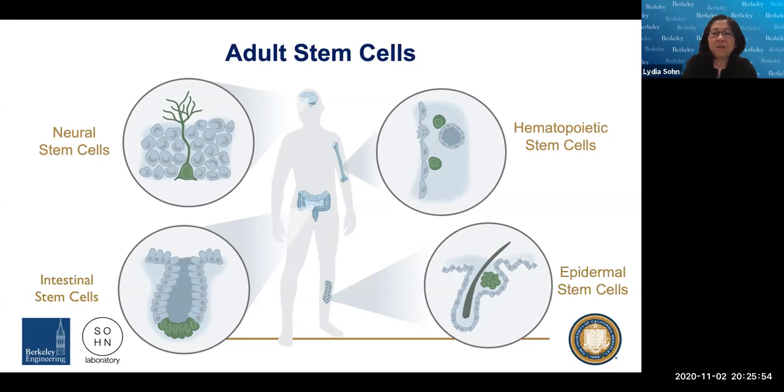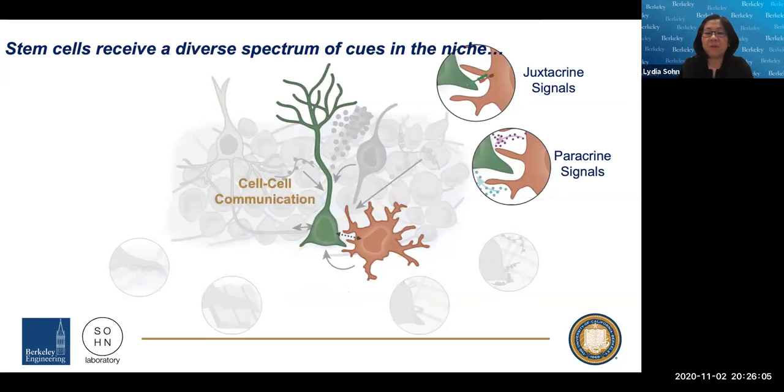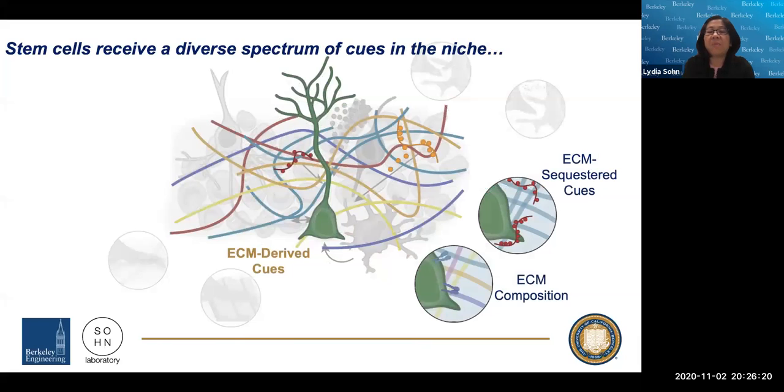Now, adult stem cell niches are highly complex, and the stem cells receive a diverse spectrum of cues. These cues consist of, for instance, cell-to-cell communication, juxtacrine signaling through cell-mediated contact between the cells, as well as soluble cues that are released for paracrine signaling. As well, the ECM, the extracellular matrix, can provide cues in terms of its composition and sequester cues that can inform a neural stem cell.